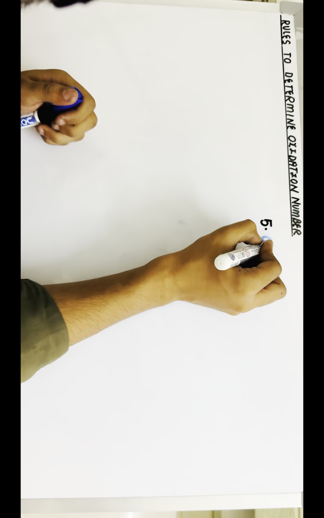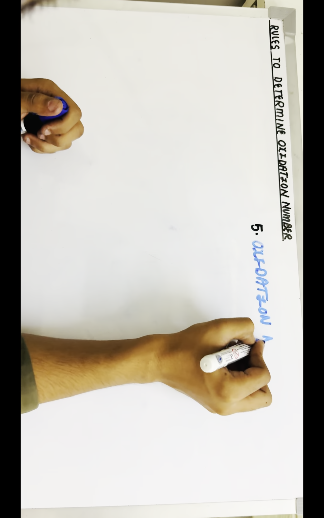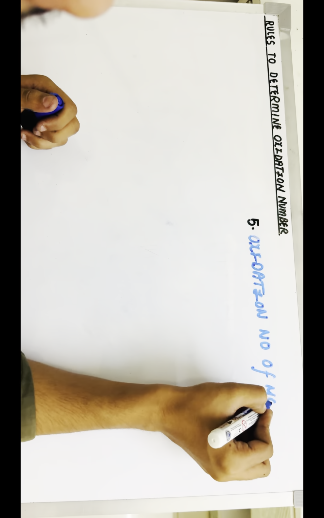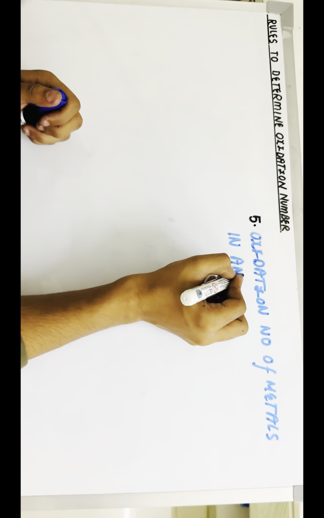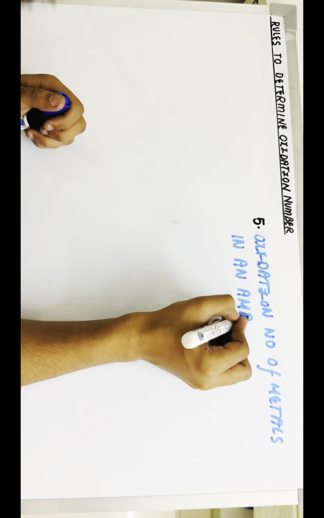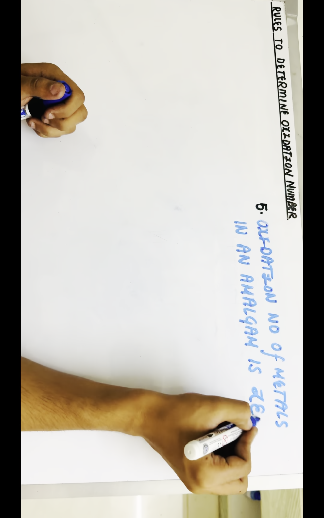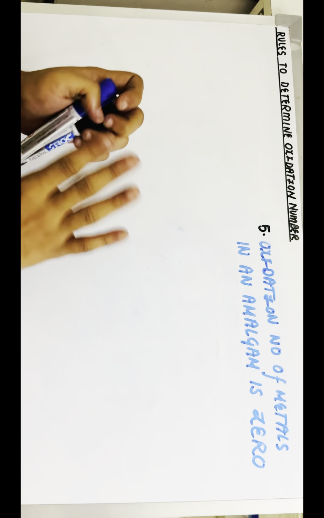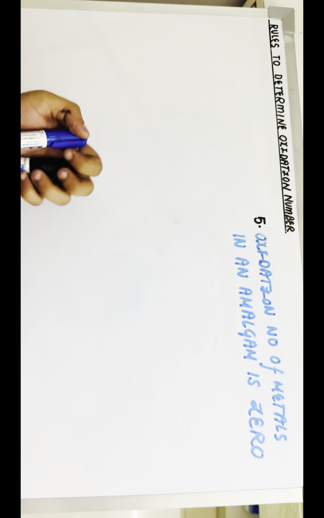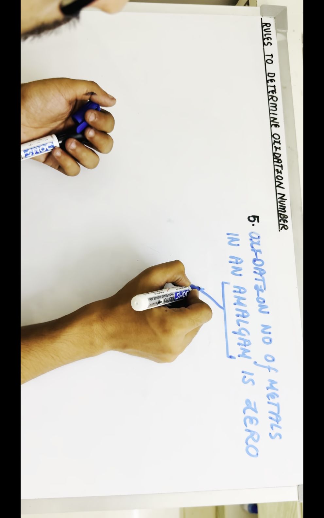Now let's come to the fifth rule. Oxidation number of metals in an amalgam is 0. Again 0. So from the first rule to the fifth, there is 0, 0, 0. Everywhere 0. Okay. So now let's try to understand what an amalgam is.